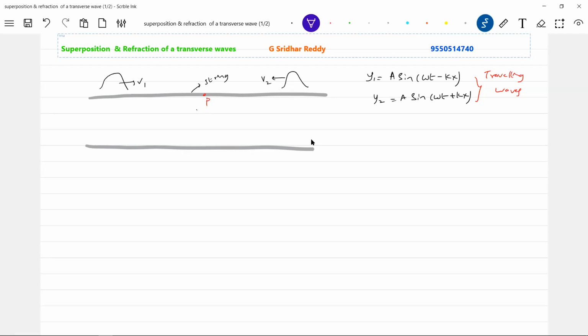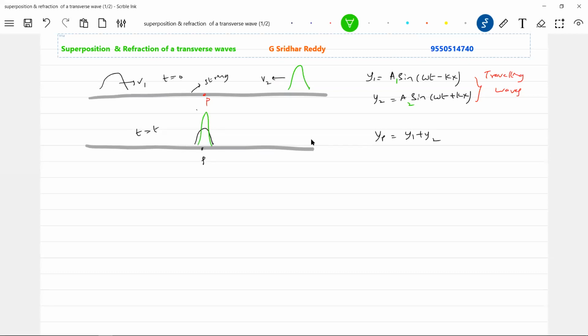Both the waves arrive. Yes, both the waves will arrive. So let the amplitudes be A1 and A2. What is the displacement of point P? Yp is given by y1 plus y2. This is at t equals 0. Let's assume after some time t, both the waves will arrive here.